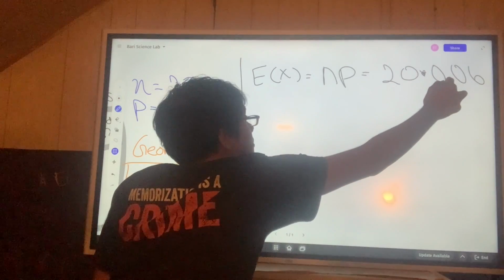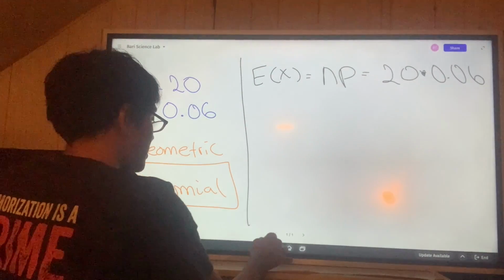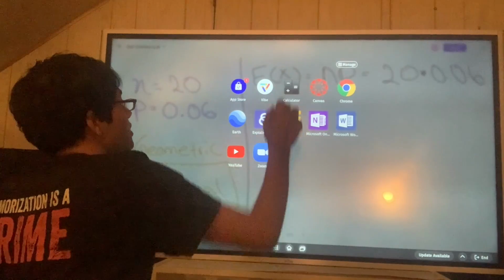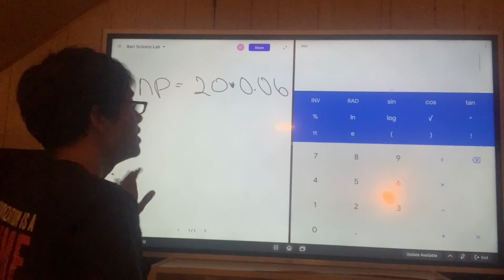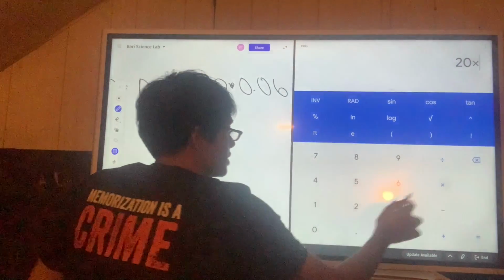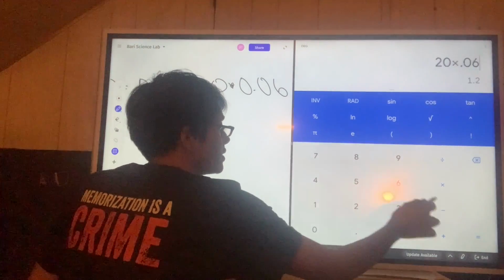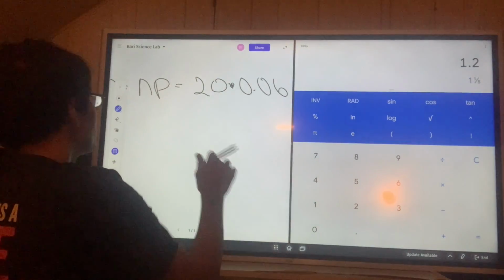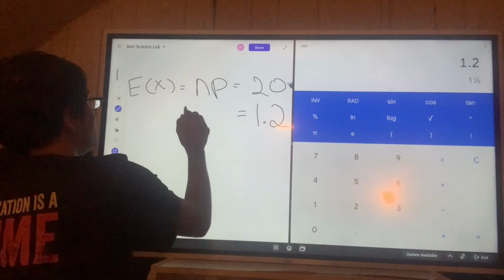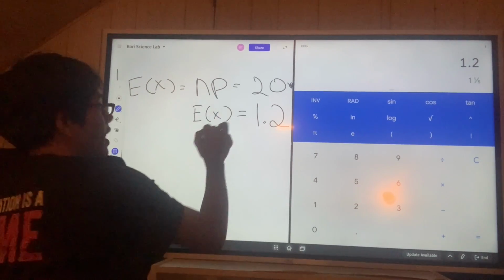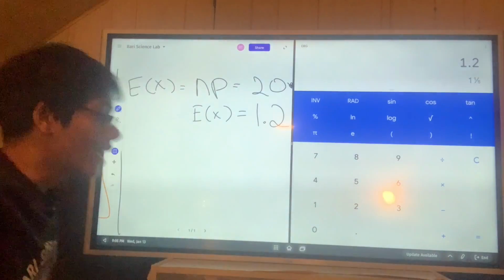0.06. Now to find out what that is, I'm going to go to the calculator app right here, and we're going to calculate what our expected value is. It should be 20 times 0.06. So let's see what that gives us. It's 1.2, and so our expected value is 1.2. That's our expected value right there. So hopefully that makes sense how I got that.